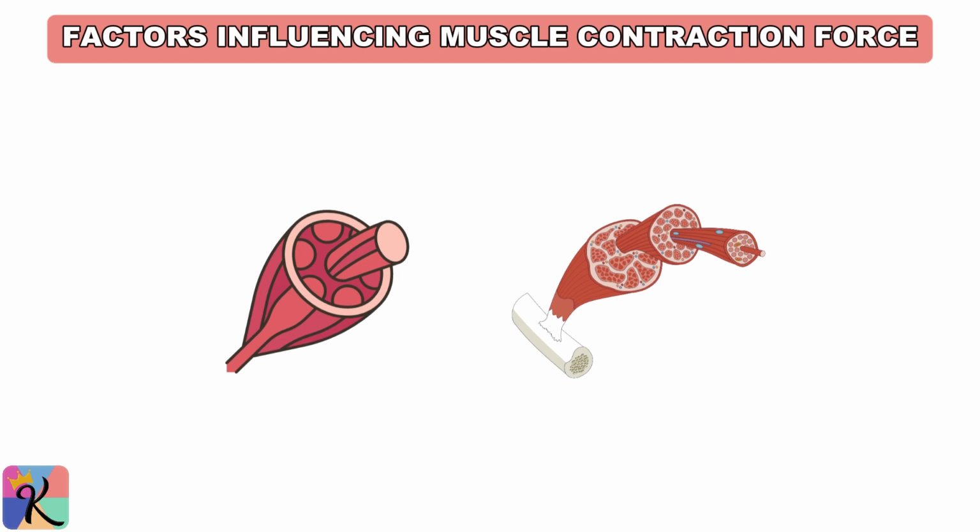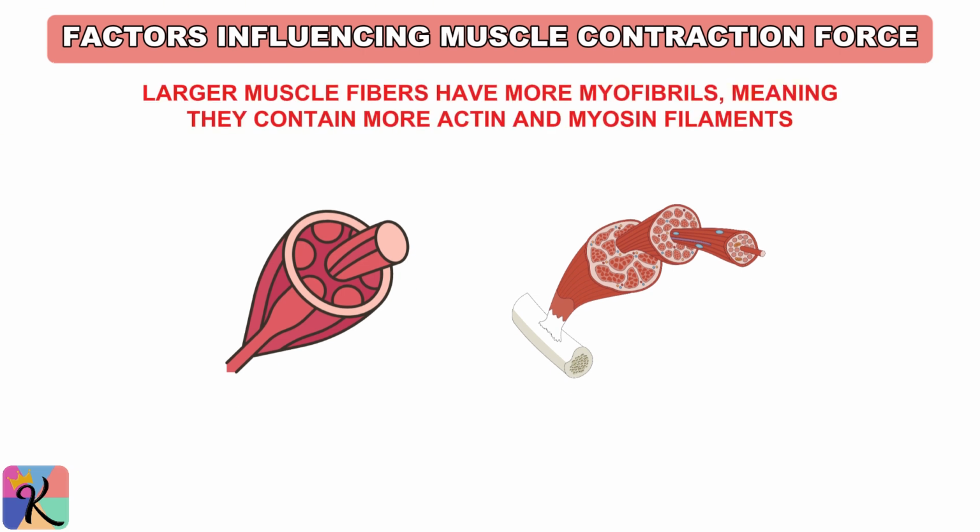Several factors determine how much force a muscle can generate. The size of the muscle fibers plays a significant role. Larger muscle fibers have more myofibrils, meaning they contain more actin and myosin filaments. This allows for more cross bridges to form and results in a stronger contraction.